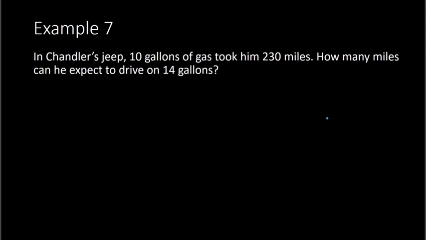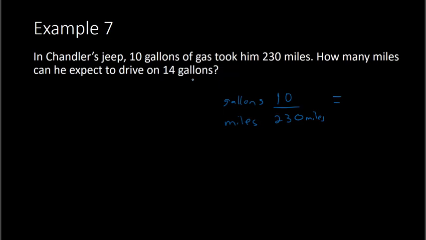Number 7, we have one more example. Here we are told that in Chandler's Jeep, 10 gallons of gas took him 230 miles. And the question is, how many miles can he expect to drive on 14 gallons? So what I can do is create my ratio with the beginning information. So we have 10 gallons. So this is gallons. That took him 230 miles. So that's in miles. So from here, we can use this ratio. We know this ratio will be the same no matter the number of miles or gallons.